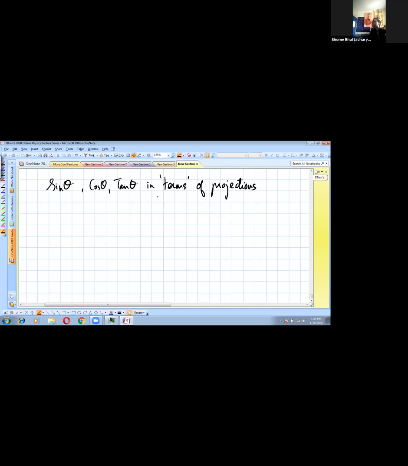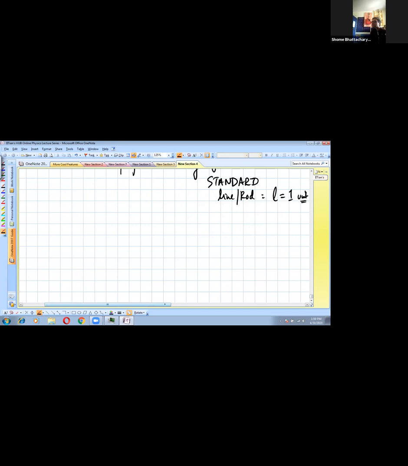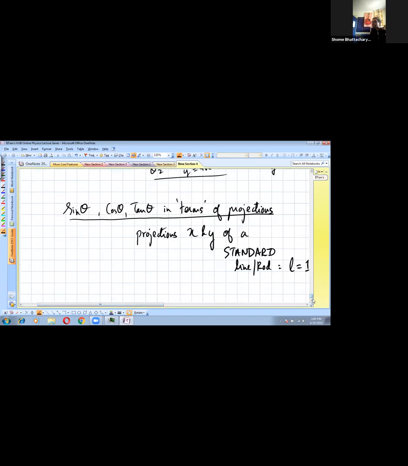So to define sine theta, cos theta, and tan theta, what we do is we take projections x and y of a standard line or rod. So what I mean by a standard line or rod is that its length is taken as unity. Whatever the system of units, it can be 1 inch, 1 foot, 1 meter, whatever. But just to standardize our definition, we take the rod as if it is of length unity.